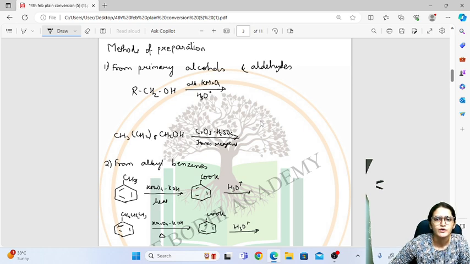From primary alcohols, we have already seen in the previous chapters that we can prepare carboxylic acid using alcohols and aldehydes using certain reagent. Okay, so primary alcohol, when treated with oxidizing agent, okay, that is KMnO4, or we can take potassium dichromate, that is K2Cr2O7, and we can carry out the reaction and we will get our particular carboxylic acid. So RCH2OH will give you RCOOH.